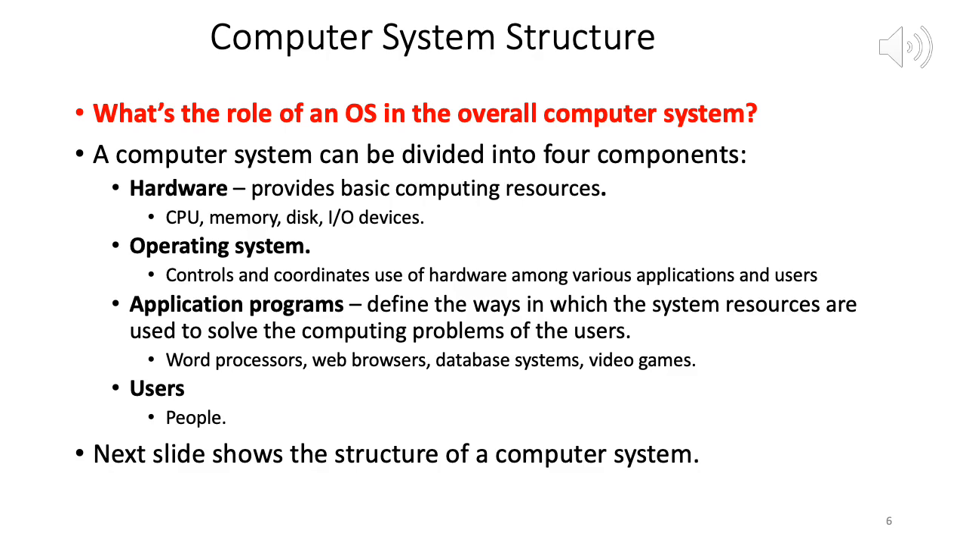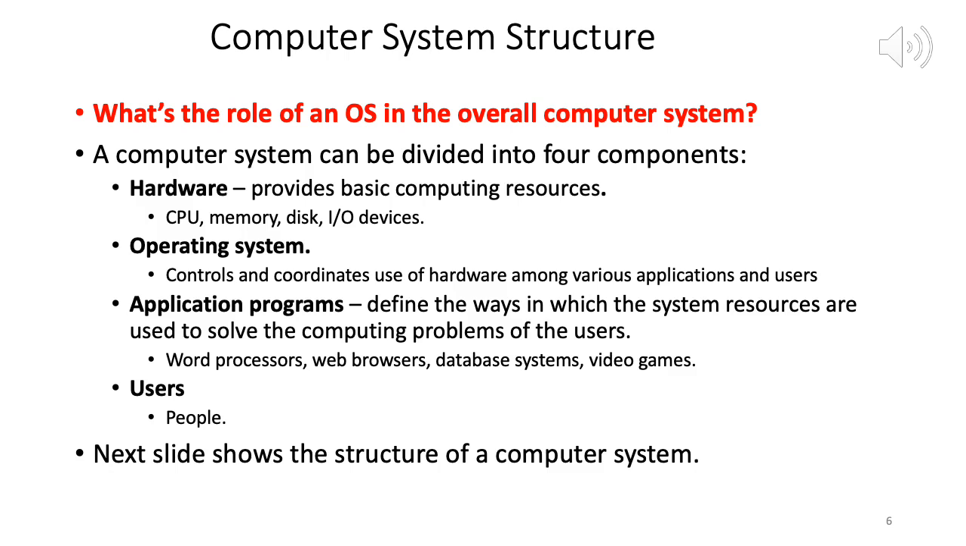Above the hardware sits your operating system, which controls and coordinates use of hardware among various applications and users. So you've got a bunch of users, right? You've got a bunch of applications, and they're sharing all the hardware resources. So the job of the operating system is to coordinate the use of those resources and to also control their usage. Okay. So need to remember that.